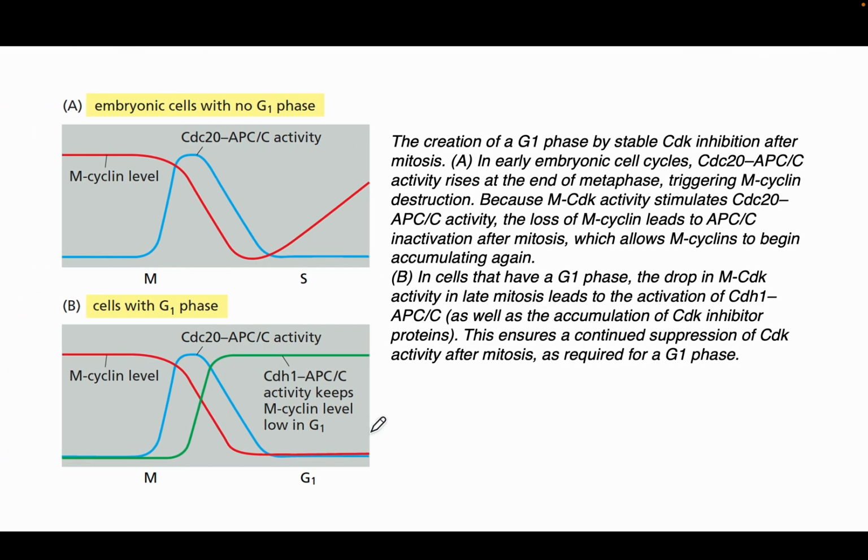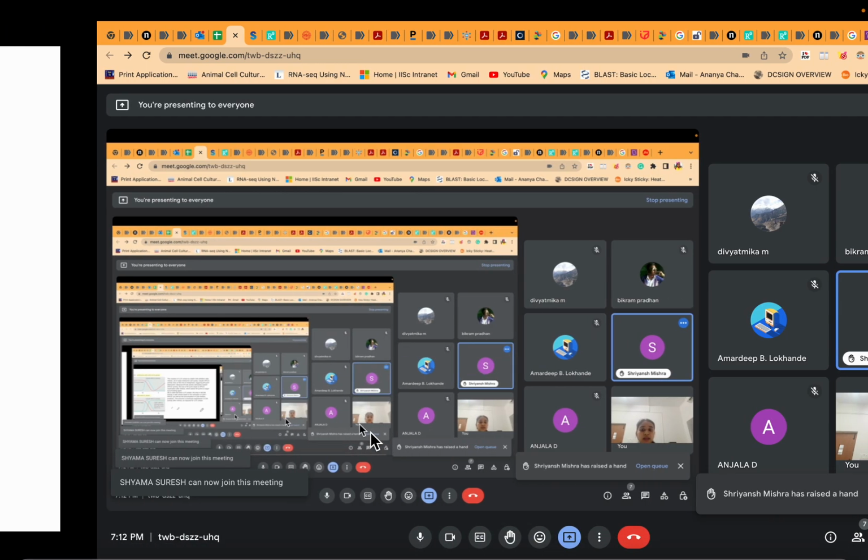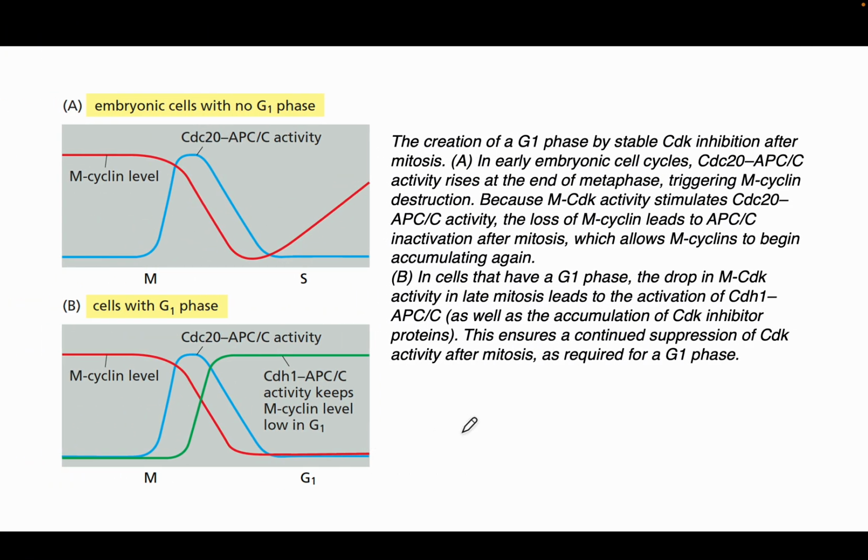APC stands for antigen presenting cell? No. APC, no, anaphase promoting complex. So from the name anaphase, you can understand that the anaphase promoting complex means the cell is now going from metaphase to anaphase.